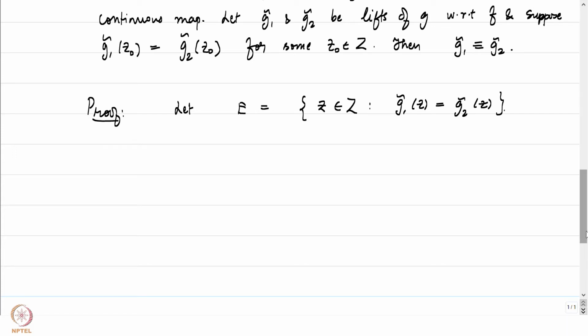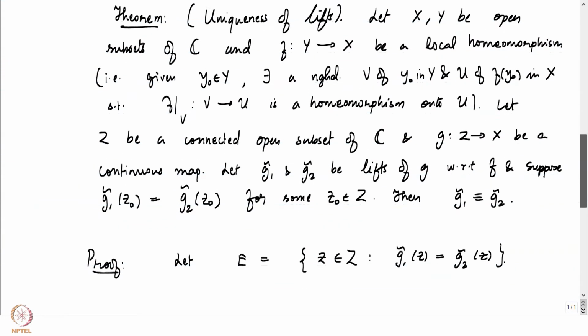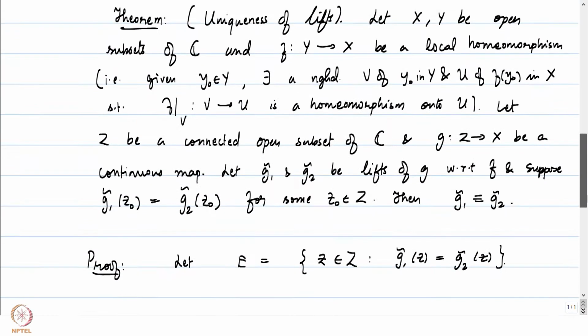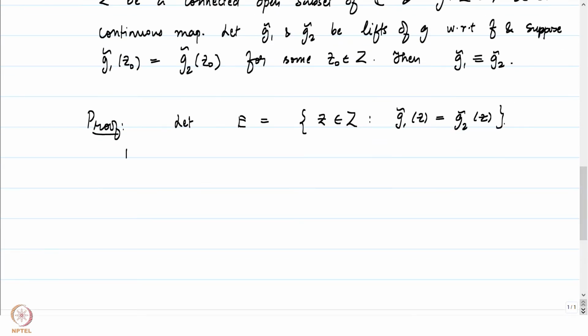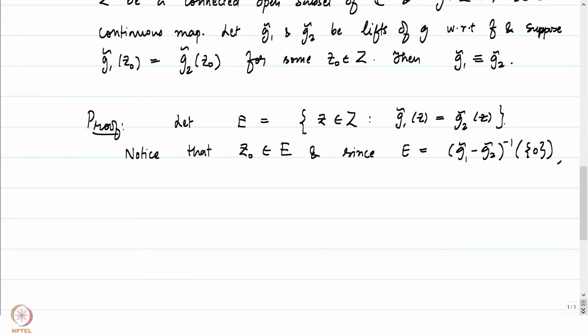What can we say about such a set? The first thing that we can say is that it is non-empty, because the point Z0 is already in the set E. That's the first observation here. Notice that Z0 belongs to E, and further, E is just the pullback of 0 under G1 tilde minus G2 tilde. Since E is equal to the inverse of the singleton set 0 under G1 tilde minus G2 tilde, it's closed.